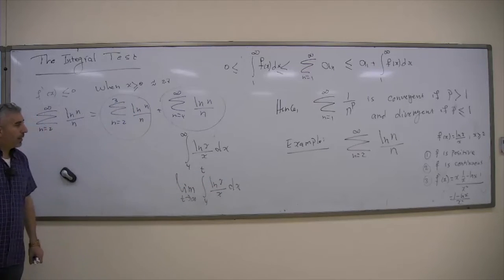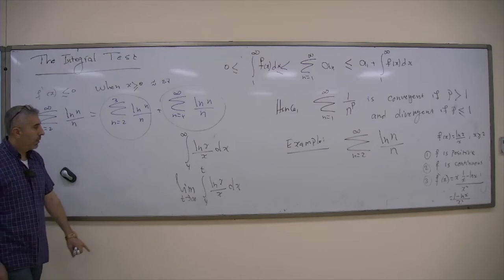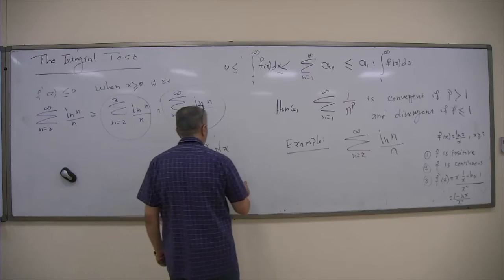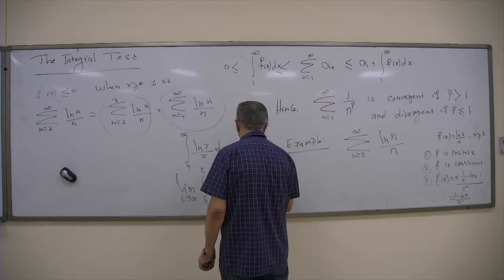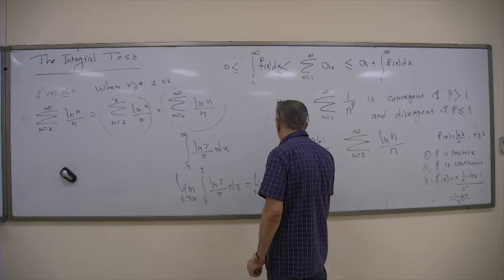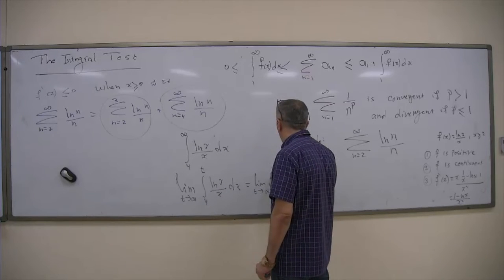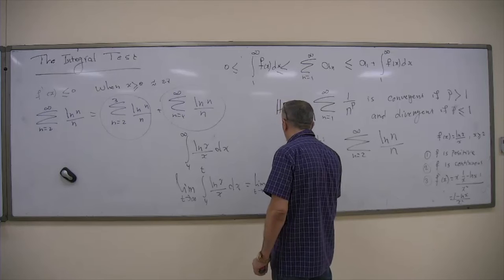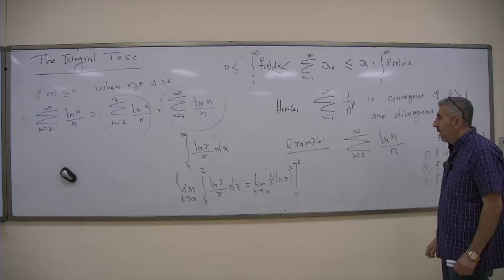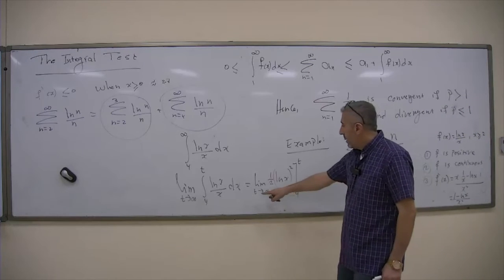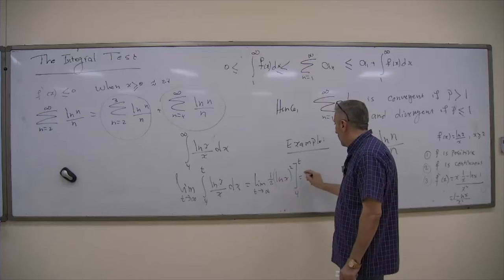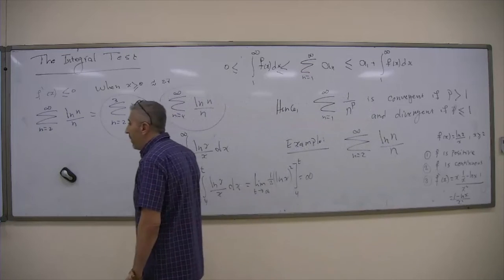Substitution will do it, correct? So if you take ln x equals u, that will do the job. So basically this is the limit as t goes to infinity of (ln x) squared over 2, from 4 to t. Am I correct? And you can see when t goes to infinity, what happens here, you get infinity. So this improper integral is divergent.